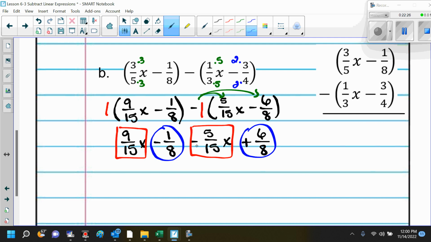So 9/15 x minus 5/15 x is, what's 9 minus 5? 4. So this is going to be 4/15 x. And then we've got a negative 1/8 plus 6/8. What's that? What's -1 plus 6? Positive 5. Remember, you subtract the digits and take the sign of the bigger digit. So this is going to be plus 5/8. And that's the end of it.